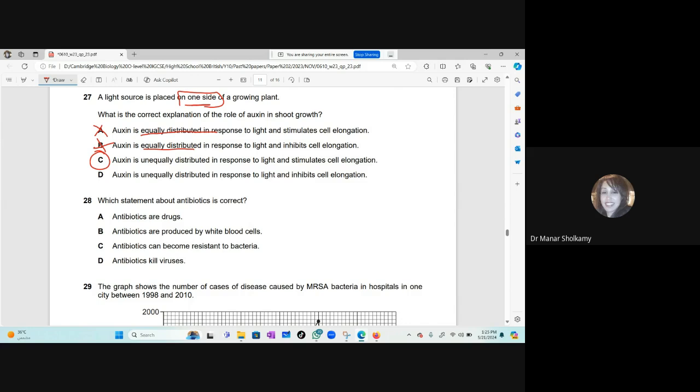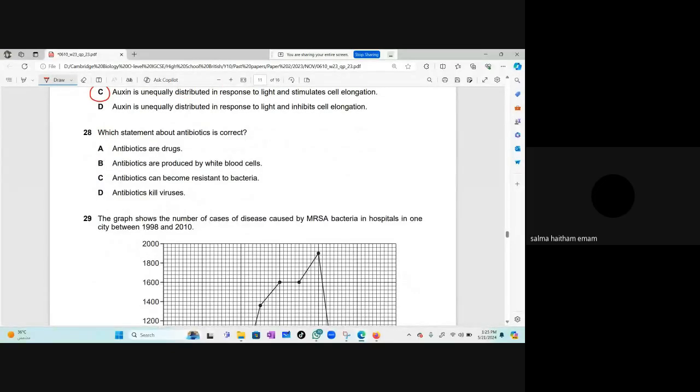Which statement about antibiotics is correct? Antibiotics are produced by white blood cells. Antibiotics can become resistant to bacteria. Antibiotics kill viruses. Now, this is very easy. B. C. Who said C? B. Who said C? I'll kill you. Who said B? They produce antibodies.